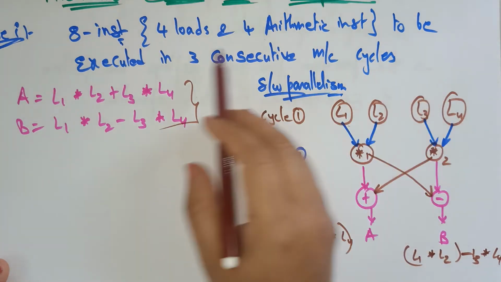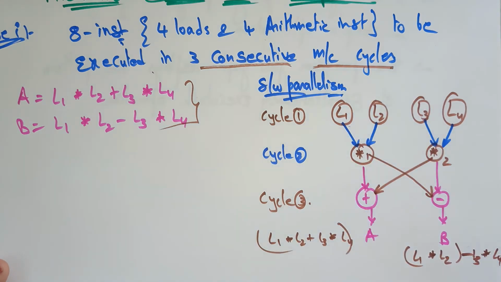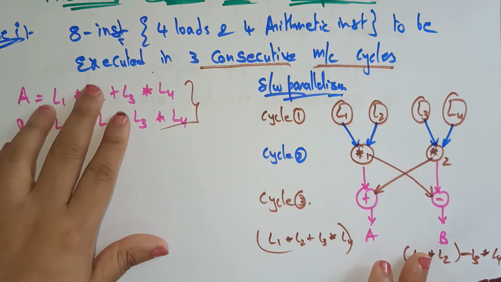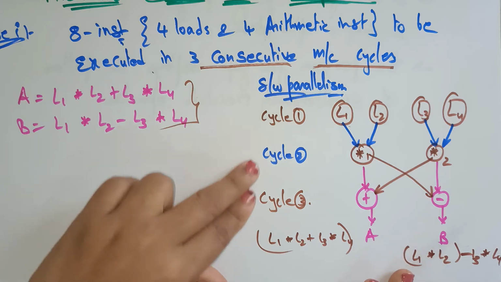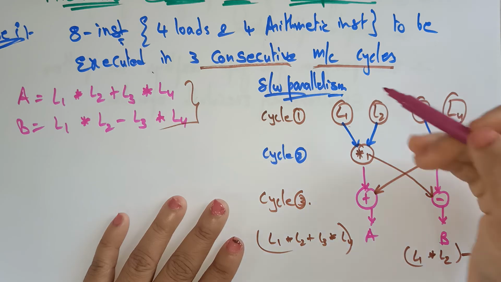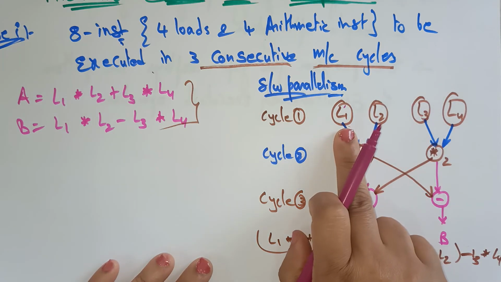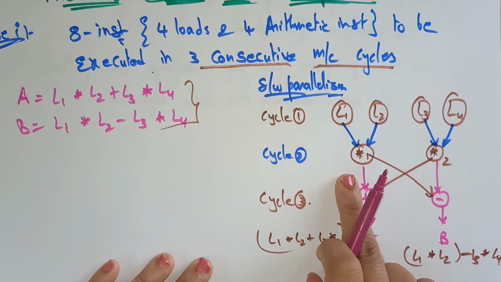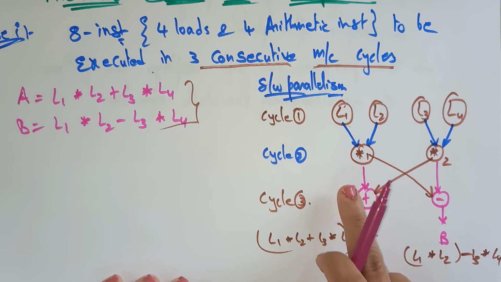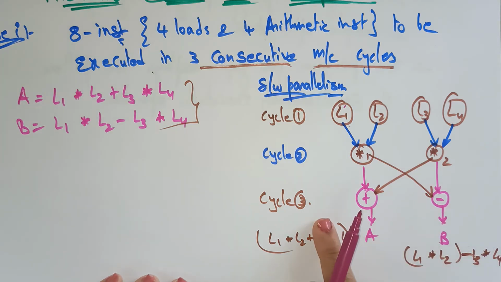Because I asked that the 8 instructions be executed in 3 consecutive machine cycles. This is my software parallelism. The programmer has designed the software like this, to execute in 3 consecutive machine cycles. Here 4 load operations, L1, L2, L3, L4, are performed in the first cycle, followed by 2 multiplication operations in the second cycle, and 1 addition and 1 subtraction, 2 operations, in the third cycle.